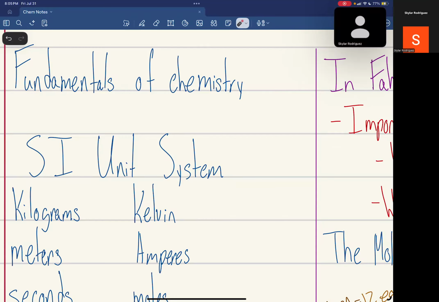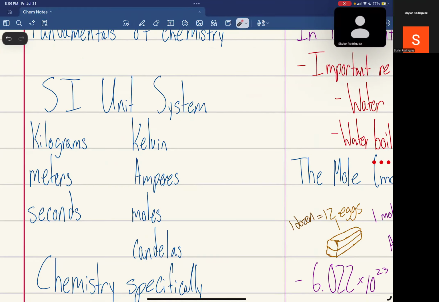This week, we'll be focusing on the fundamentals of chemistry. But before we can even get to the tip of the iceberg, we have to understand measurements, metric prefixes, scientific notation, and conversions. Let's start with the SI unit system.